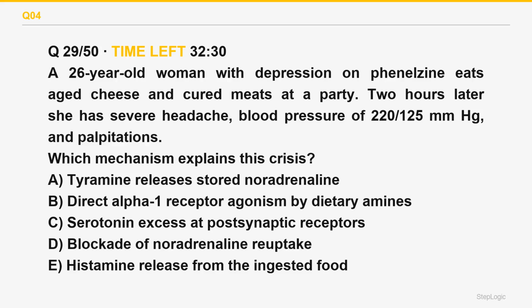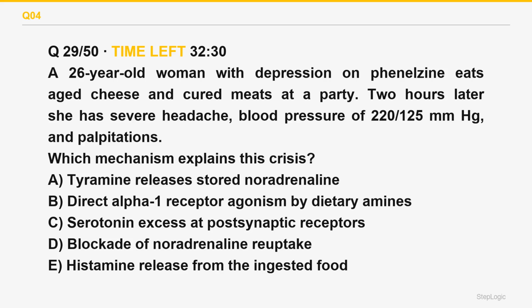Which mechanism explains this crisis? A 26-year-old woman with depression on phenelzine eats aged cheese and cured meats at a party. 2 hours later, she has severe headache, blood pressure of 220 over 125 millimeters of mercury, and palpitations.